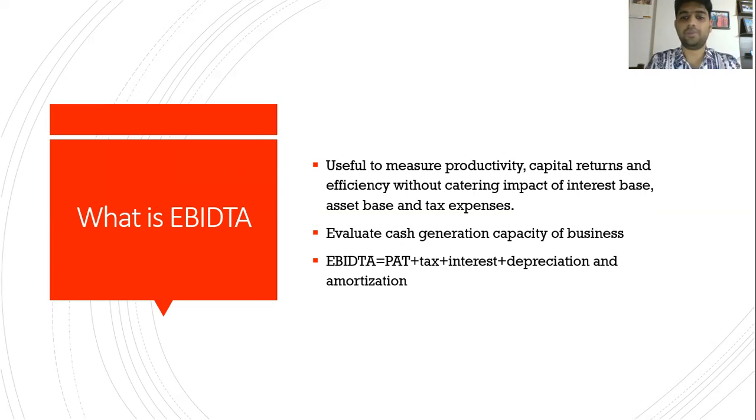So that's why the formula is EBITDA is equal to PAT. On that, we are adding back taxation, which is an amount paid to one stakeholder, that is government. Then we are adding back interest, which is also a payment to another stakeholder, that is loan providers. And we are adding back depreciation and amortization, which is not a cash expense.